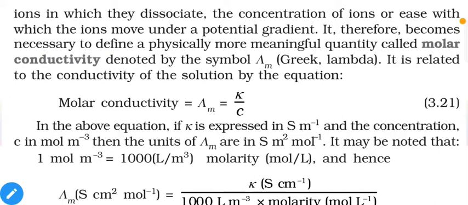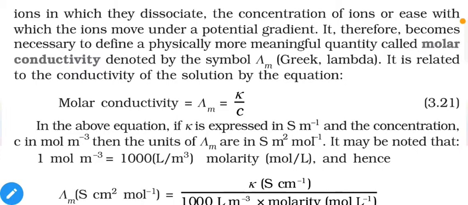It therefore becomes necessary to define a physically more significant quantity called molar conductivity, denoted by the symbol lambda m. It is related to the conductivity of the solution by the equation lambda m is equal to kappa upon C, where C represents concentration and kappa represents conductivity. Now keep in mind, we are using this new symbol or new conductivity value because different solutions have different dissociation percentages. Not all of them dissociate 100%. Some of them dissociate very poorly.